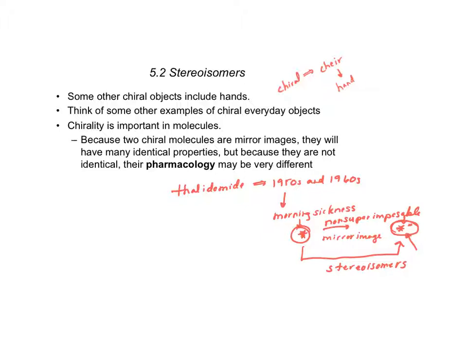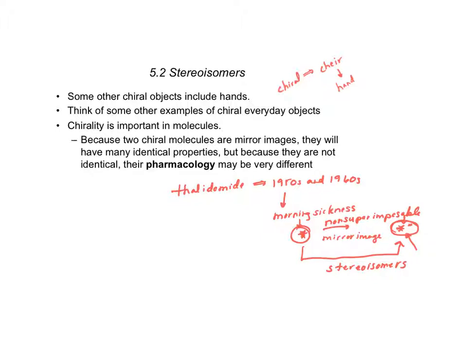So again, why is this important? Why do we care whether or not molecules have non-superimposable mirror images? Because those two molecules are different and they're going to have different properties, and we need to be able to denote that. We need to know what they're going to do before we prescribe them to poor morning sick mothers that end up having babies with birth defects.